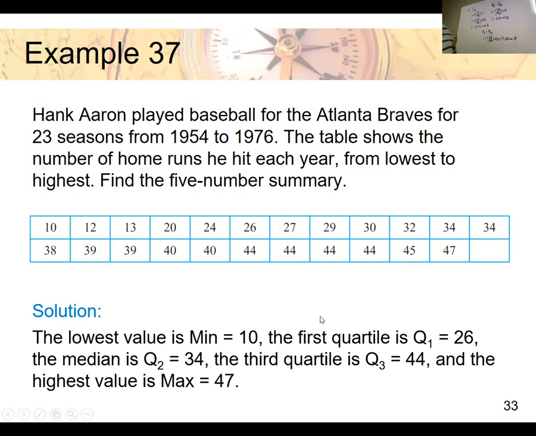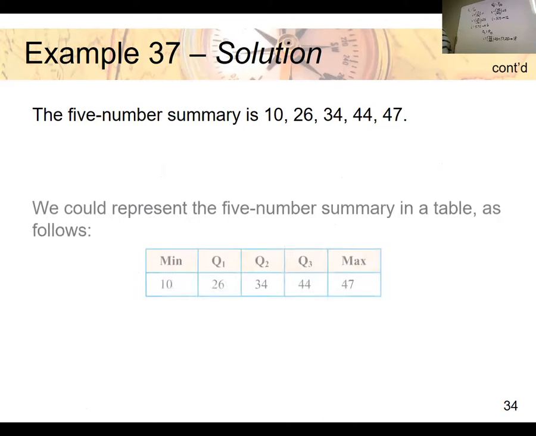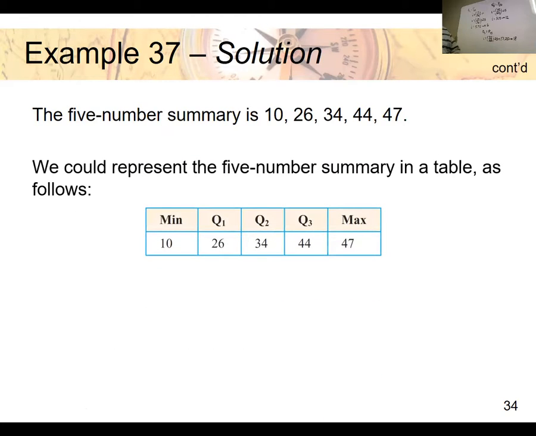All right, now we have our 5-number summary, which is this. And it also can be represented in a table like this, where the min is 10, Q1 is 26, Q2 is 34, Q3 is 44, and the max is 47. All right, any questions on this particular example?